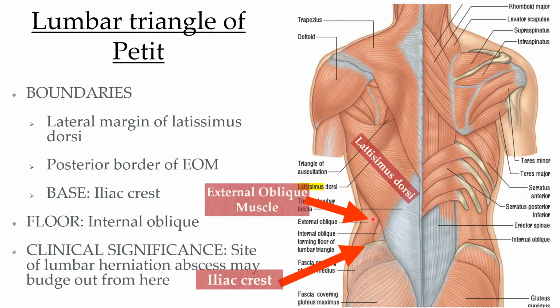The clinical significance of knowing about this triangle is that it is the weak point present over the dorsal side of the body wall, and hence it may be a site of herniation of intra-abdominal content. That is, it may be the site of lumbar herniation. Also, in cases with abdominal abscess, the abscess may protrude out through this weak space present over the dorsal side of the body wall, which is called the lumbar triangle of Petit.